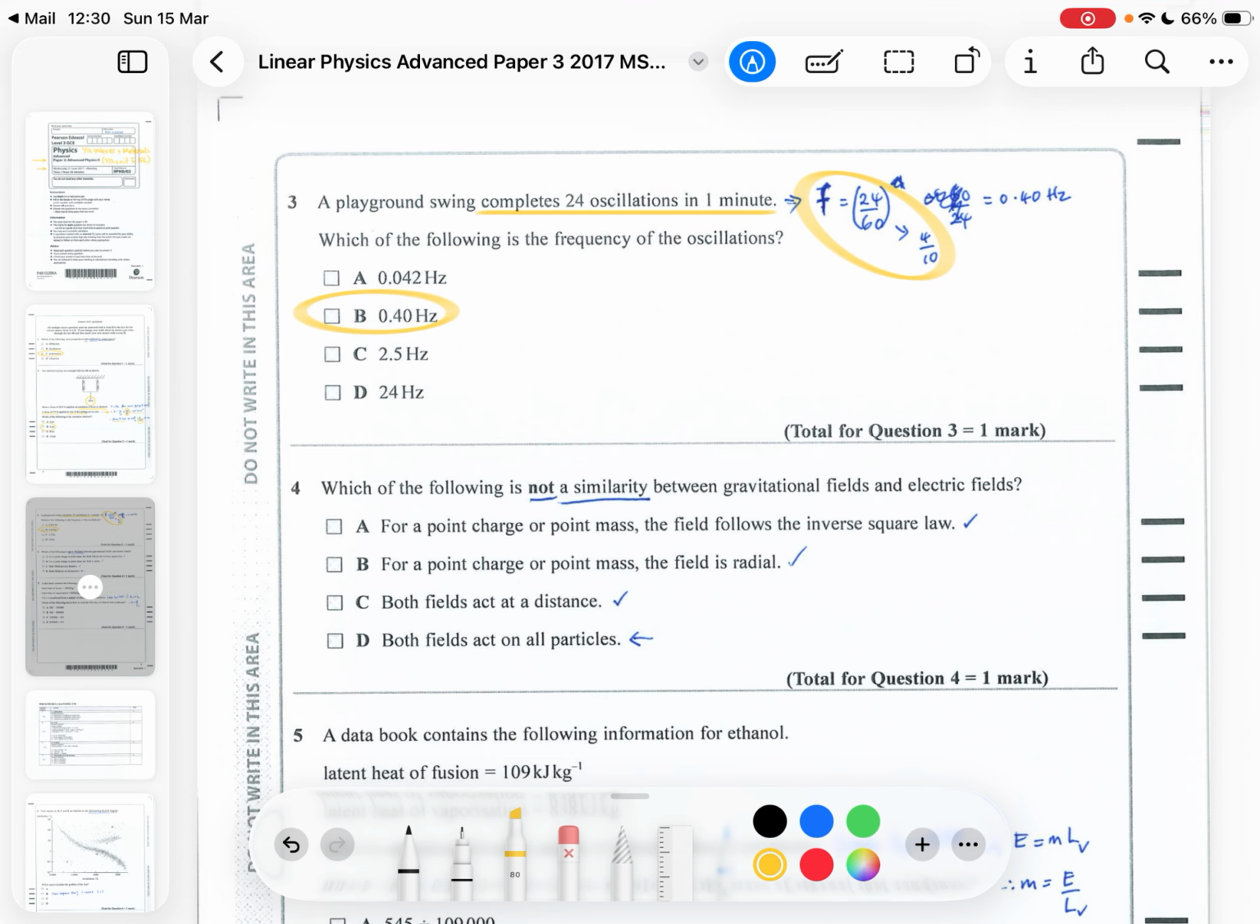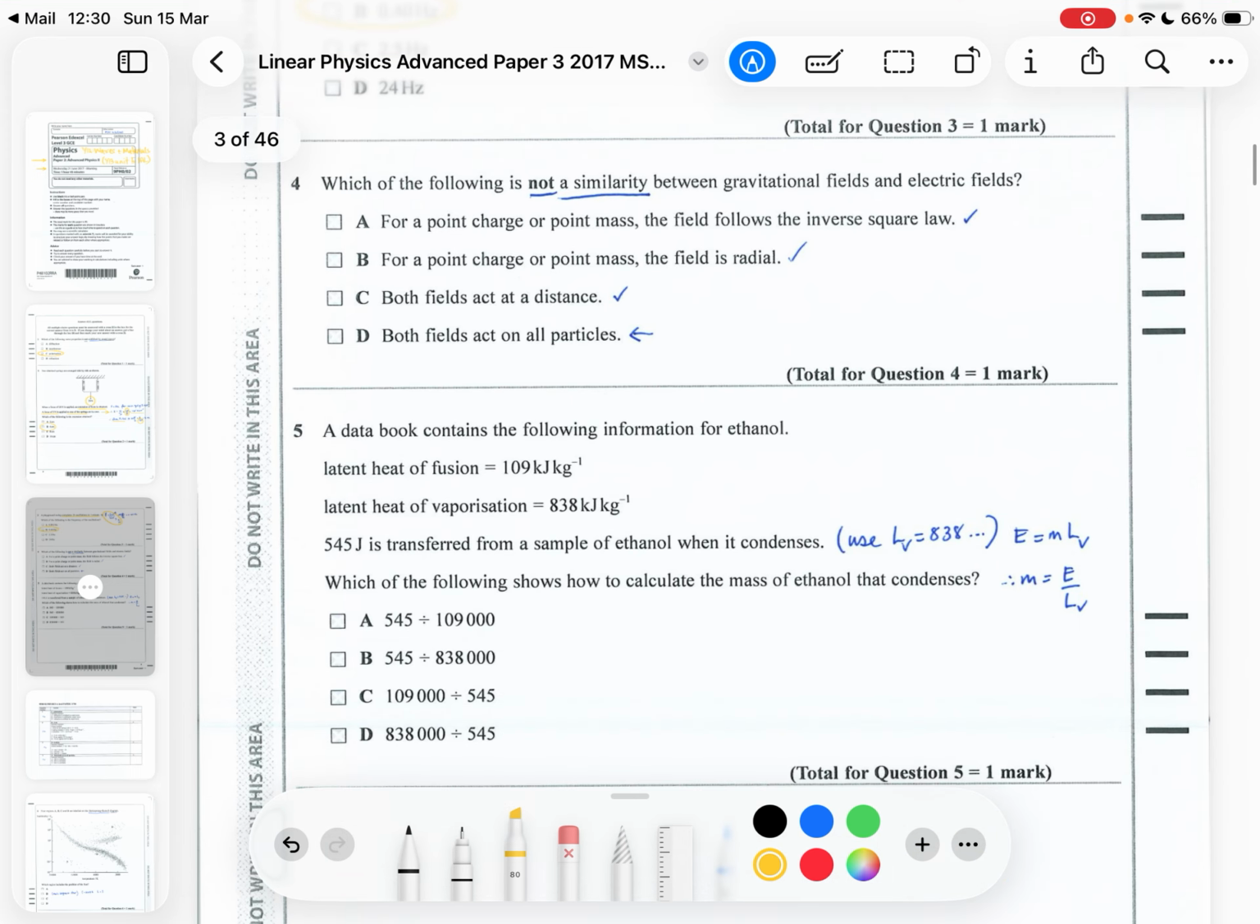Okay. Question 4. Which of the following is not a similarity between gravitational fields and electric fields? So I've ticked the first 3, so they are similarities. They all obey the inverse square law. For a point charge, it's always radial. That means going out like spokes on a bicycle wheel. And they can act at a distance because they are fields.